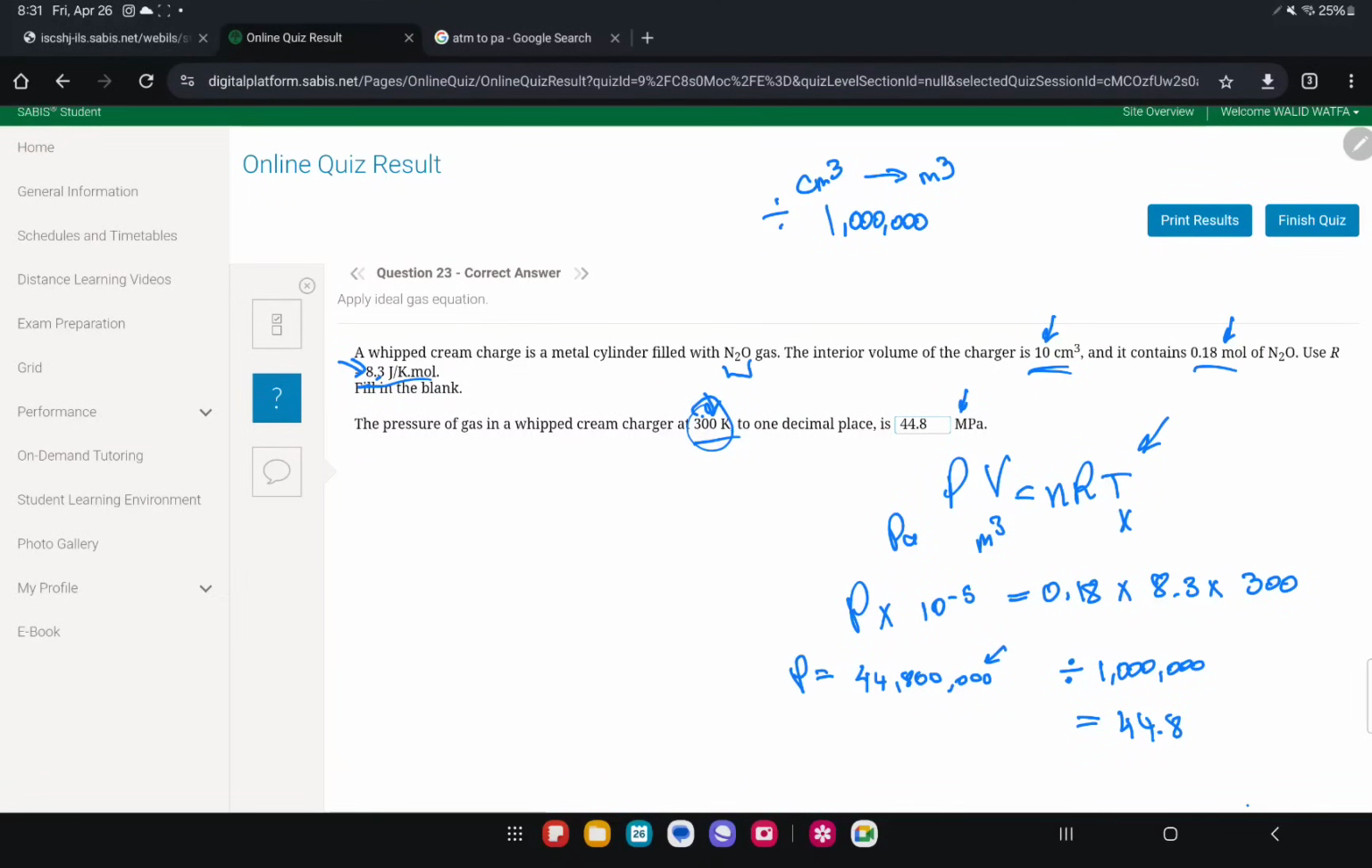Let me actually put it in my calculator. 0.18 times 8.3 times 300 divided by... yeah, you get 44,820,000. After you divide by a million, you get 44.82, but they're saying one decimal place, so 44.8.